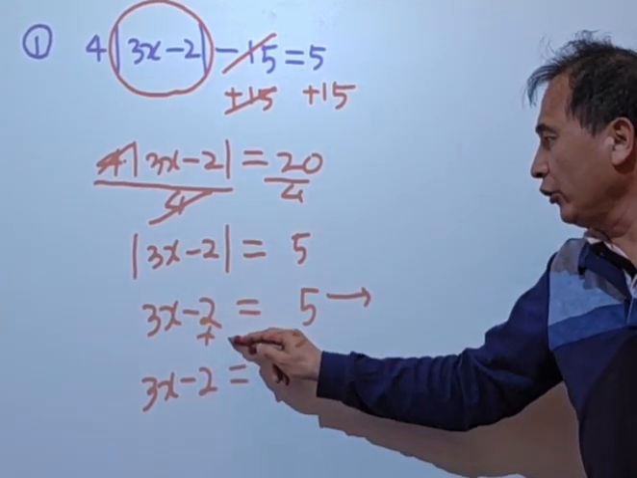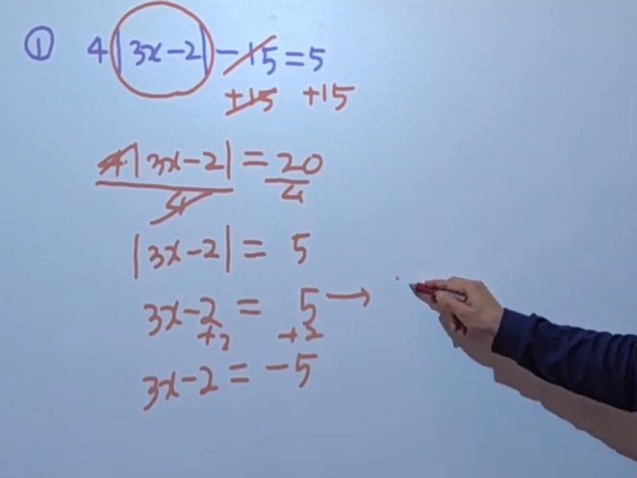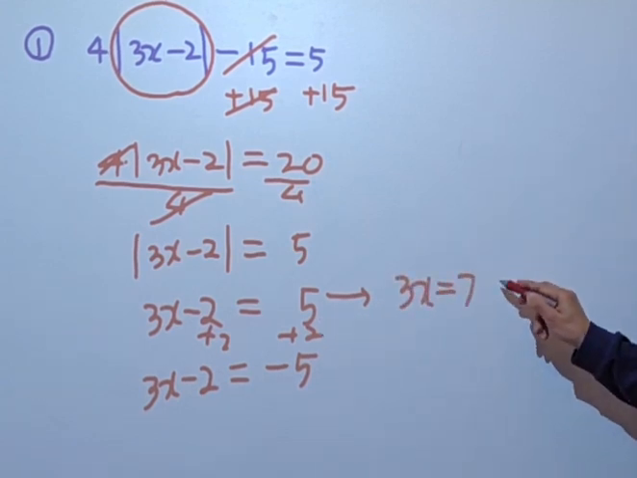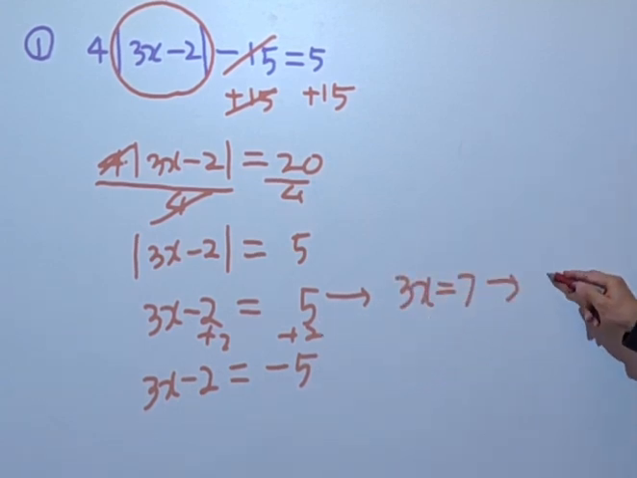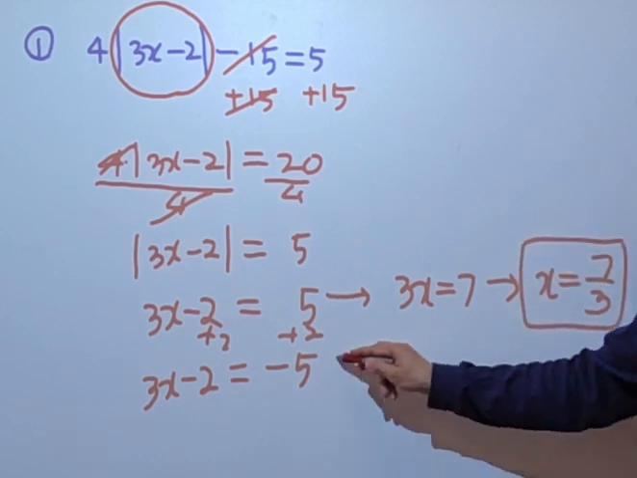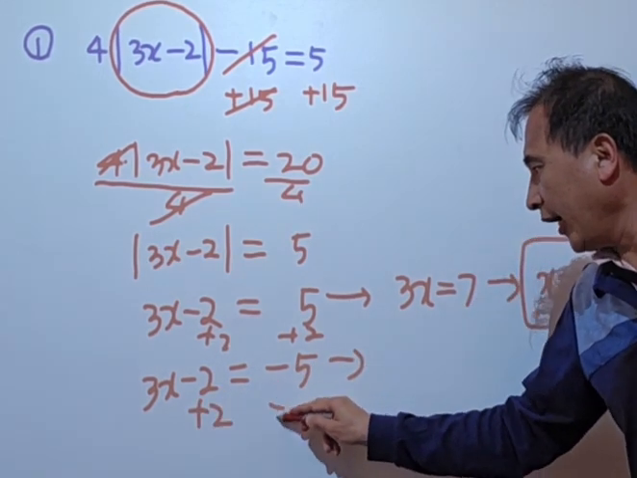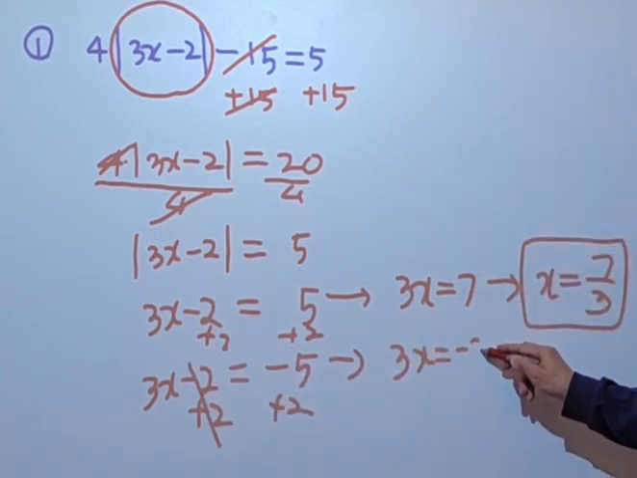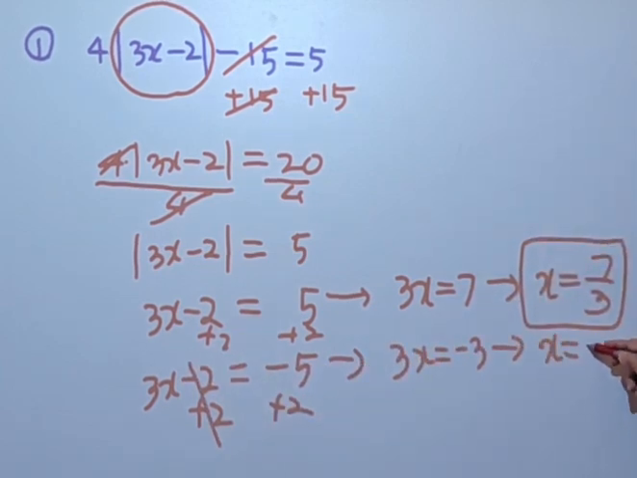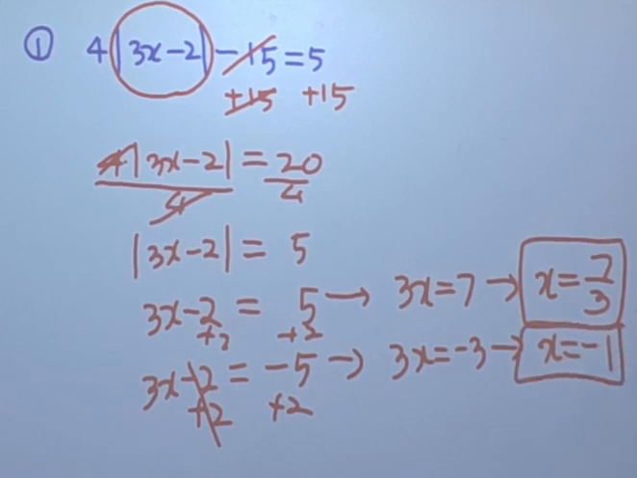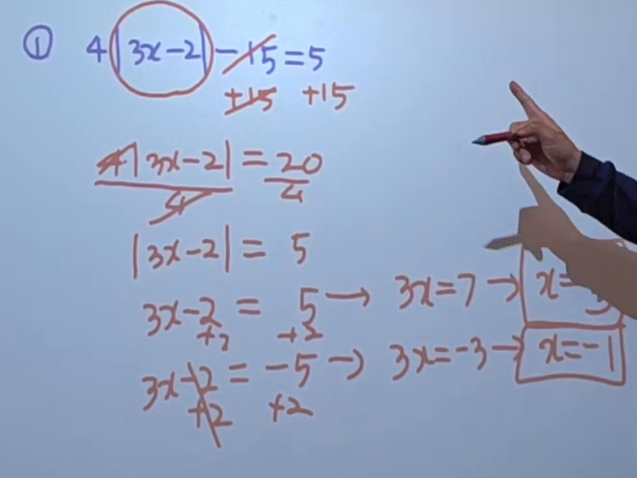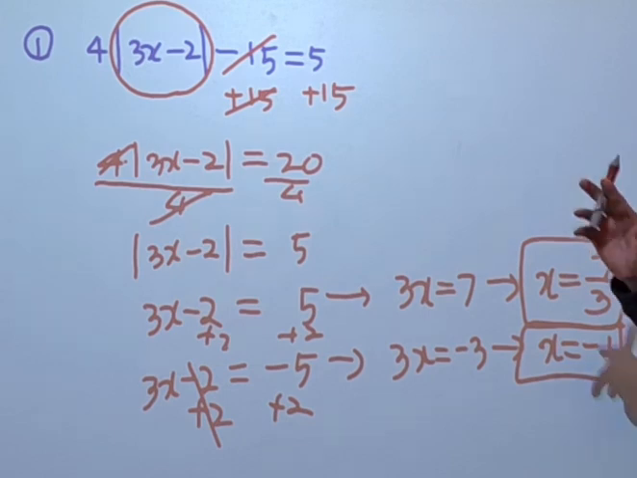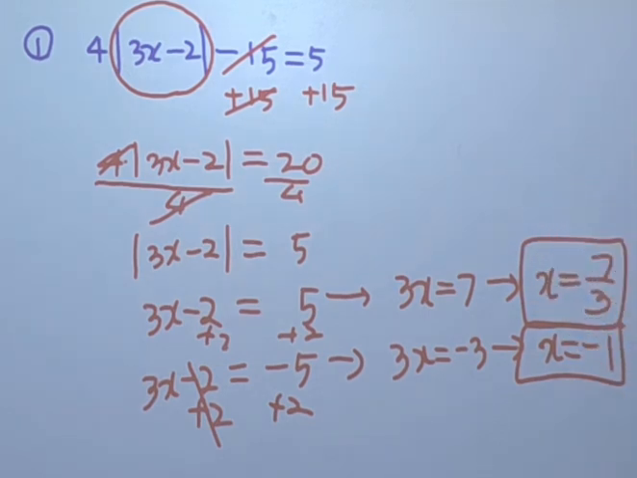So we solve each of those. We add 2 here, add 2 here. That's 3x equals 7. I divide by 3 on both sides, then x equals 7 over 3. That's one answer. Now I add 2 here, add 2 here. This cancels out. 3x equals minus 3. So x equals minus 1. This is another answer. So an absolute value equation, in most cases, has 2 answers.